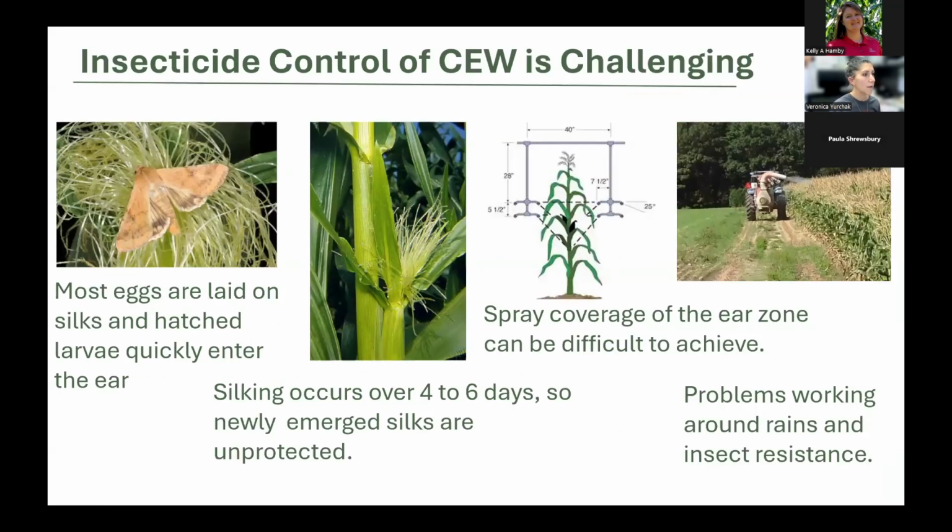And so, as we all know, managing corn earworm with insecticides is very challenging. Kelly's going to talk a lot more about that in the next presentation. But just some factors that contribute to this pest being very difficult to manage is the fact that the moths lay their eggs on the silks, and when those eggs hatch, they quickly move down that silk tube and into the ear where they're protected from any insecticide sprays. So there's a very short window of opportunity for that insecticide to effectively control that pest.